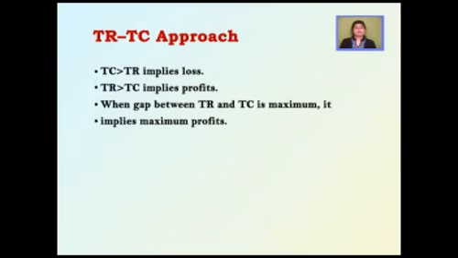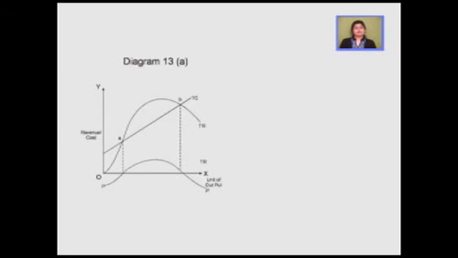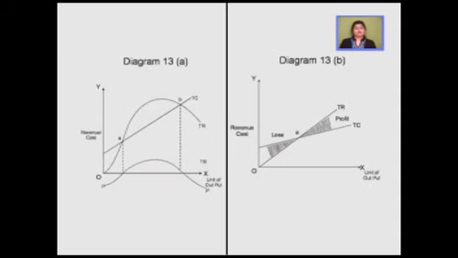In this approach, the total cost curve will start from y-axis because it includes what? Fixed cost. And fixed cost is never zero. Similarly, your total revenue will also start somewhere from y-axis. The range over which TC is greater than total revenue is showing loss, and the range over which total revenue is greater than total cost is showing profits.